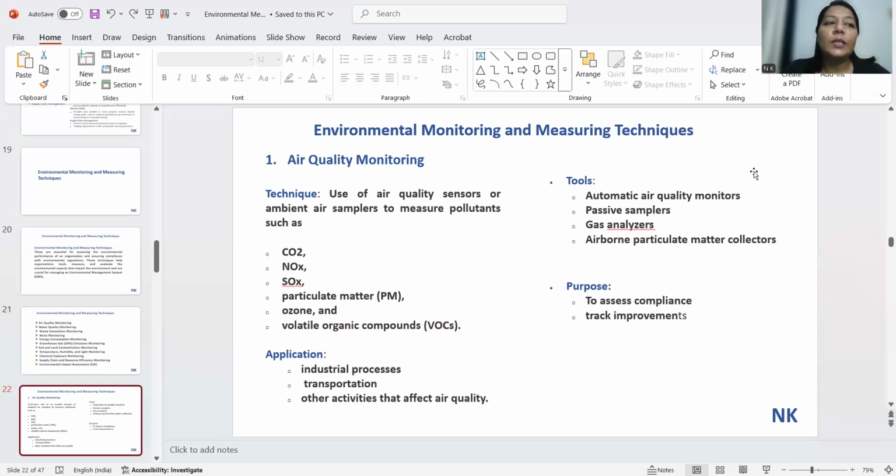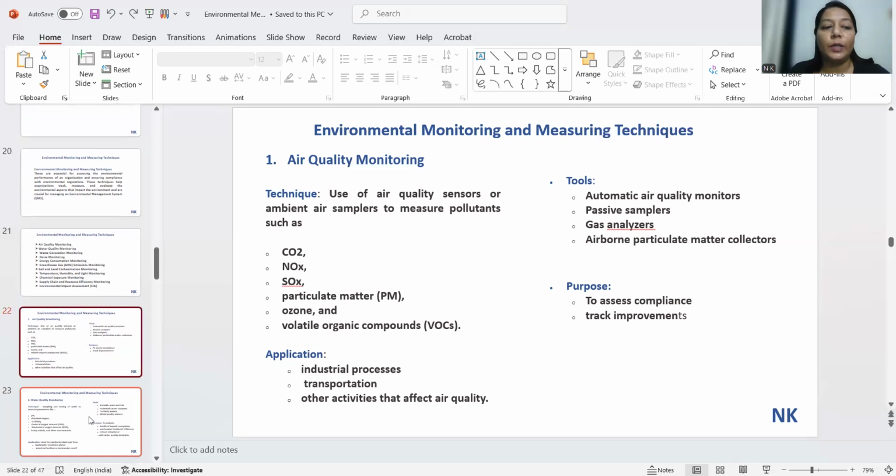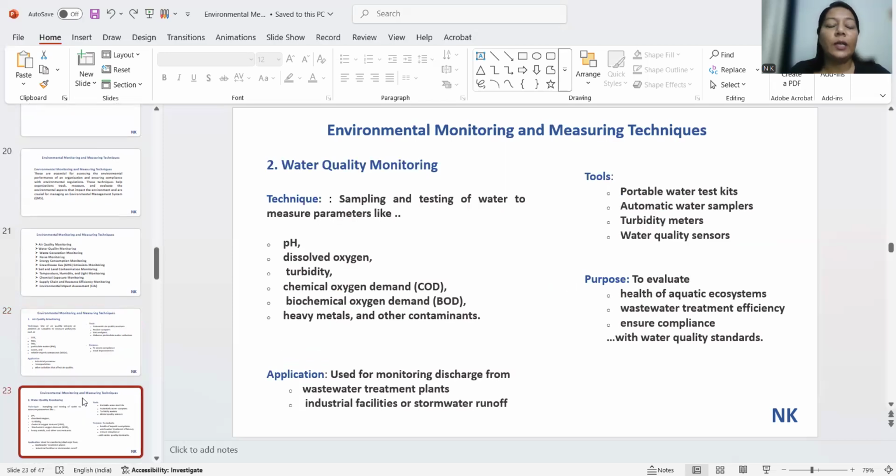And the next point is the purpose, why we do this: to assess compliance with air quality regulations and to track improvement in air quality initiatives. So this is the first point, air quality monitoring. Next, we talk about water quality monitoring.